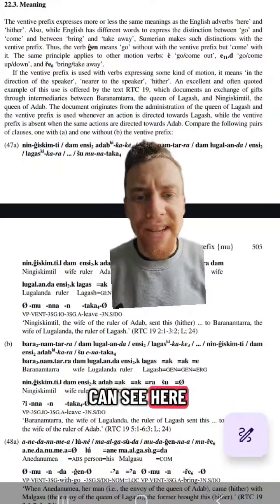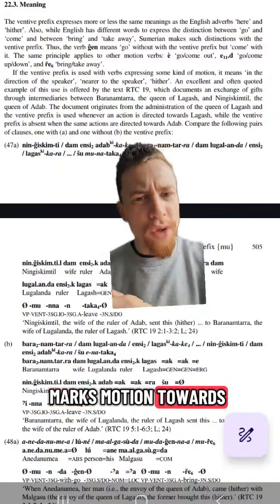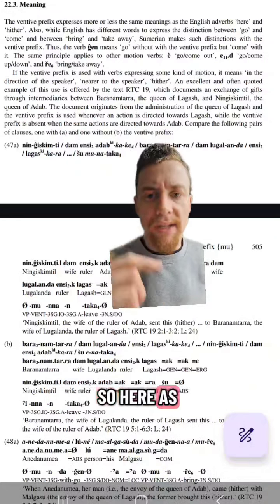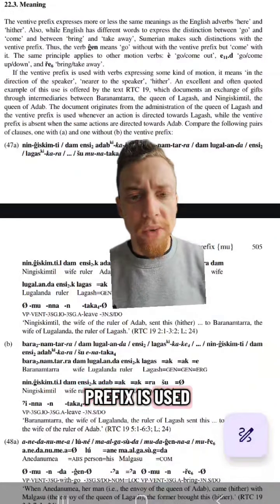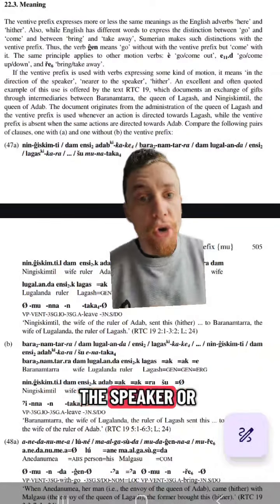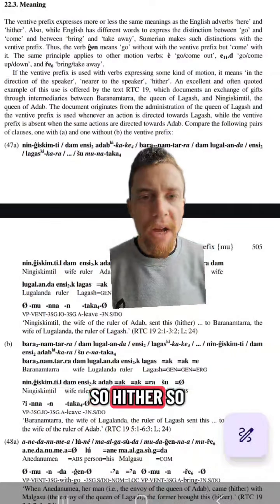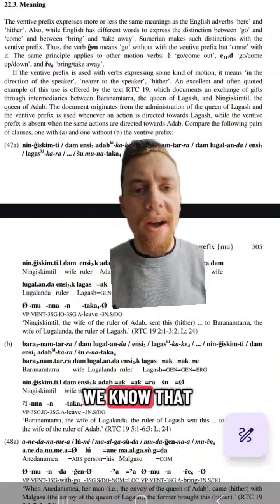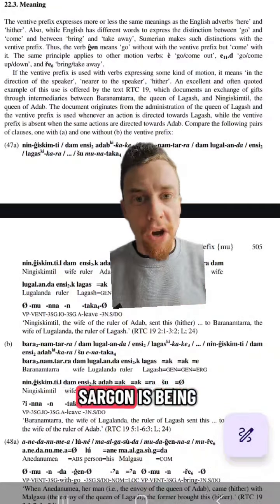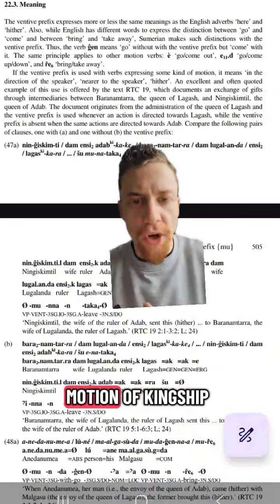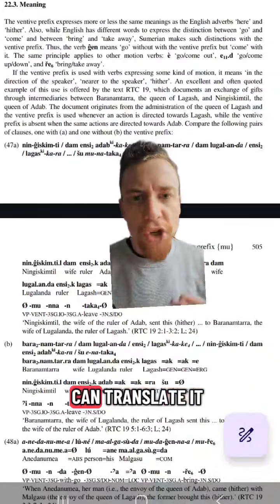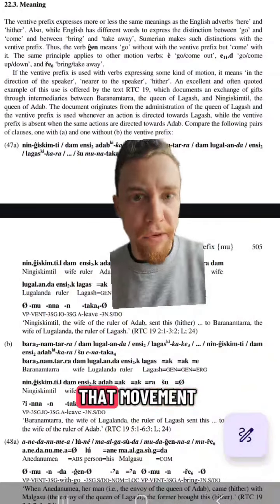So as you can see here, the ventive prefix marks motion towards a speaker or in the direction of a subject of a sentence. So here, as it says, if the ventive prefix is used with verbs expressing some kind of motion, it means in the direction of the speaker or nearer to the speaker, so hither. So as we can see in the sentence, we know that from the south to the north, Sargon is being given something. So it's the motion of kingship and enship being given. So that's kind of what we can translate it as here. It's just marking that movement.